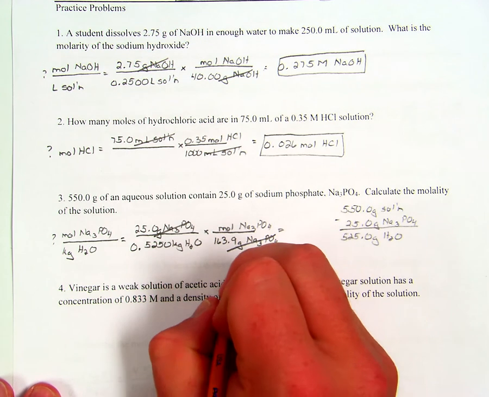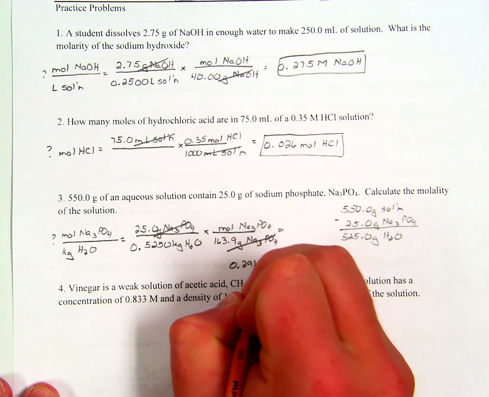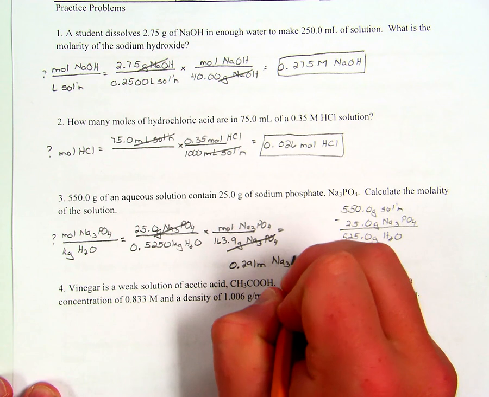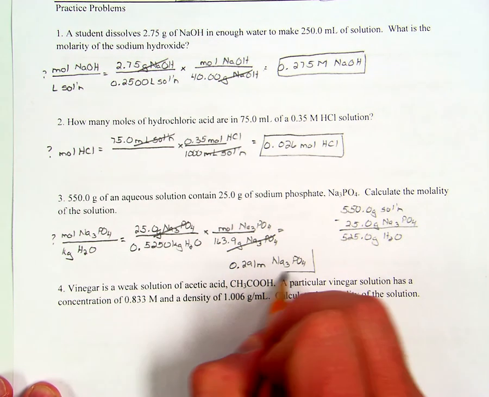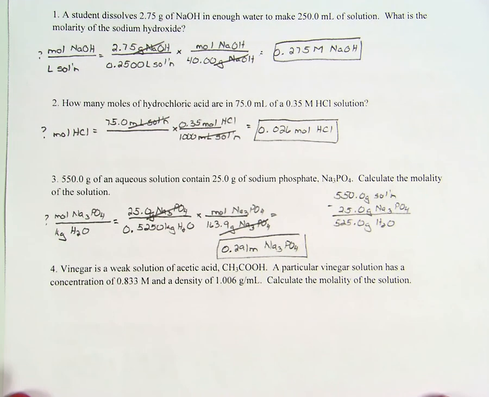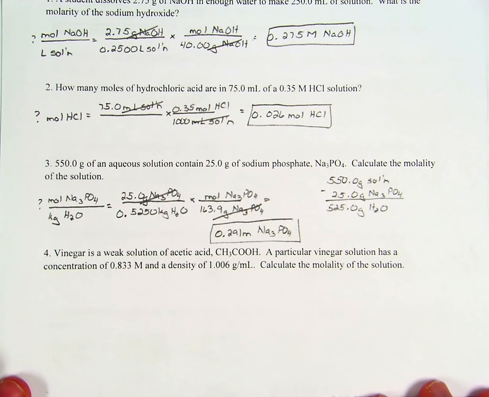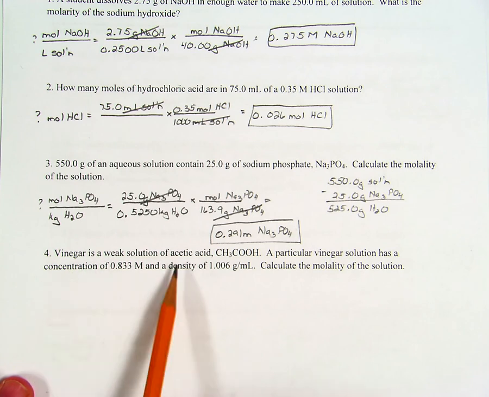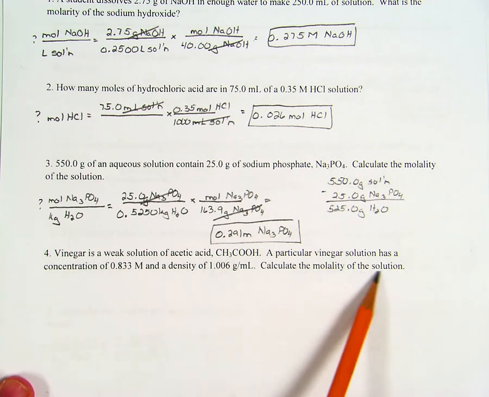Alright, one more practice problem. This one is conceptually a little more difficult than the ones we've seen. It combines both molarity and molality. We're told that vinegar is a weak solution of acetic acid, CH3COOH. A particular vinegar solution has a concentration of 0.833 molar and a density of 1.006 grams per milliliter. Calculate the molality of the solution.